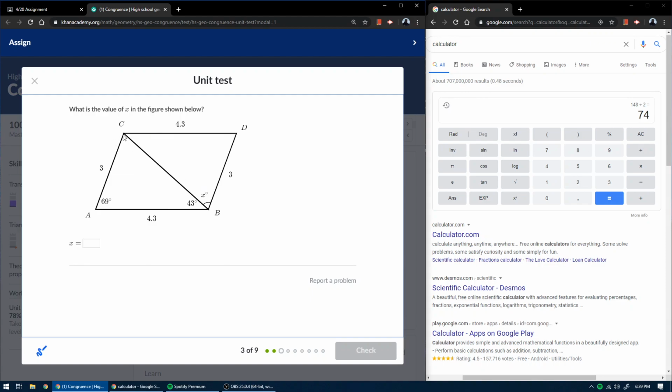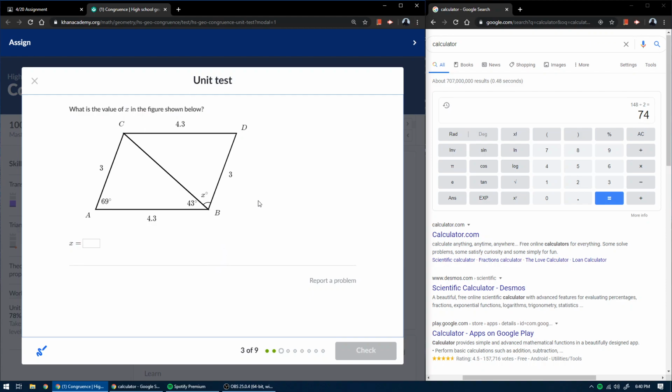So for each triangle, I know this side, I know this side, I know this side. So S does work here because 3 is equal to 3, 4.3 is equal to 4.3, and they share the side. So S works here. They're congruent, they're the same.